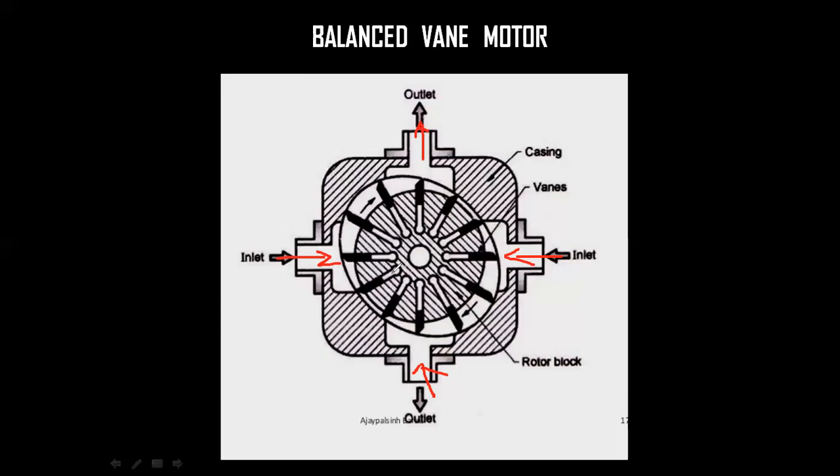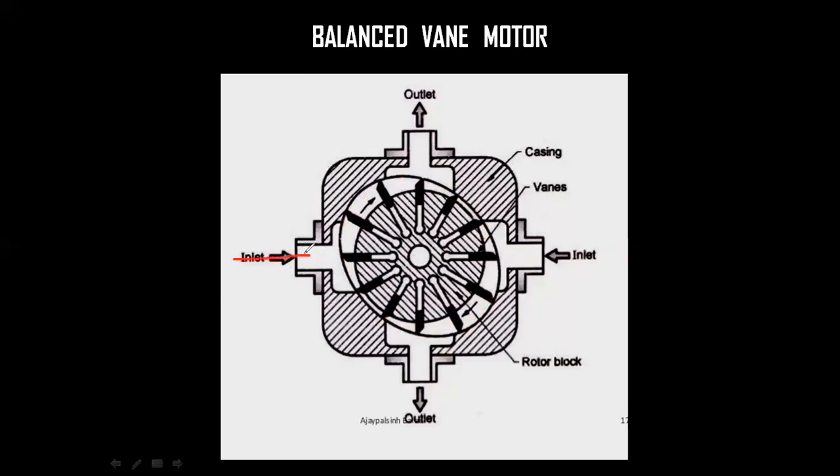Okay, so what happens here actually? The center is the same for both these parts, and the rotation follows the rotation in this oval part. Due to this rotation, no unbalanced force is being created in these places. Okay, so that's why they prefer this concept called the balanced vane motor.